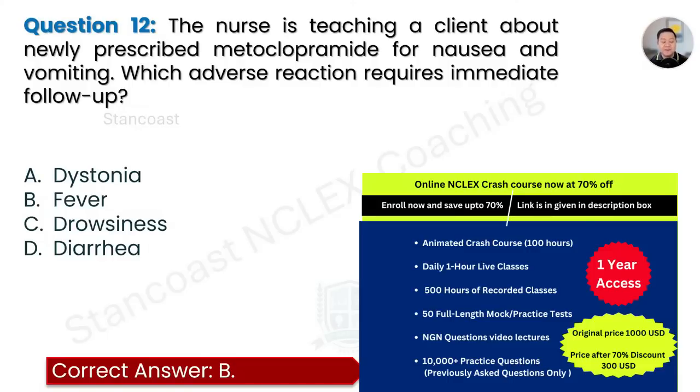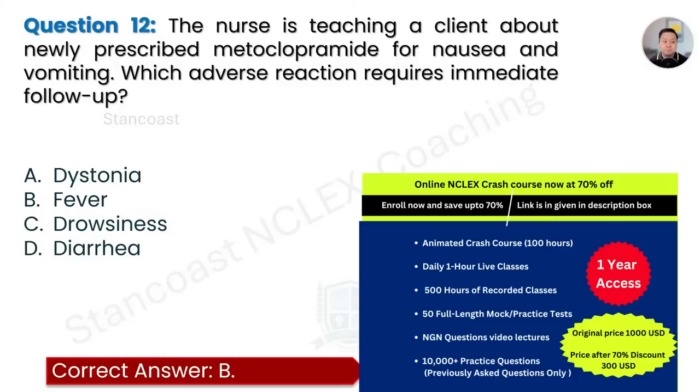And again, fever is a hallmark sign of neuroleptic malignant syndrome, and this is an urgent condition that you need to intervene. Now, letter A, dystonia, is an incorrect option. This is basically the spasms, muscle spasms, or possibly abnormal muscle tone. This is a known adverse effect of metoclopramide and often occurring after the medication is administered. However, the dystonia is distressing.